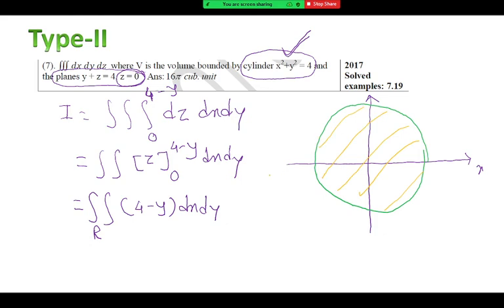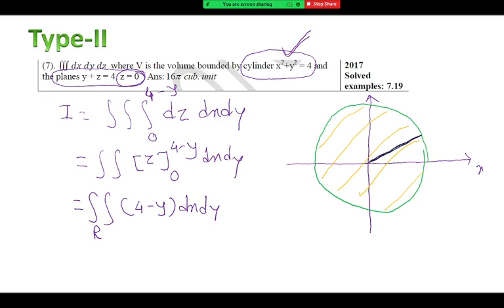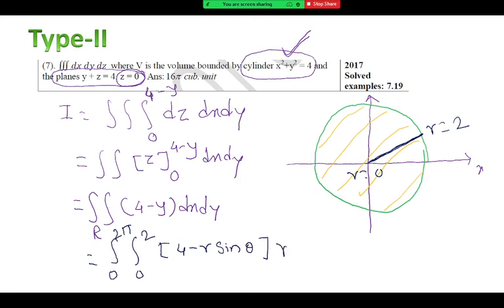So what should be the best way? Polar, yes. It's better to go to polar. What should be the limit of r and the limit of theta? r is 0 to 2, and theta is 0 to 2 pi. That is correct. Here it is 4 minus y, where y is r sine theta, and dx dy is r dr d theta. Now we just have to integrate it. Our answer will be 16 pi.